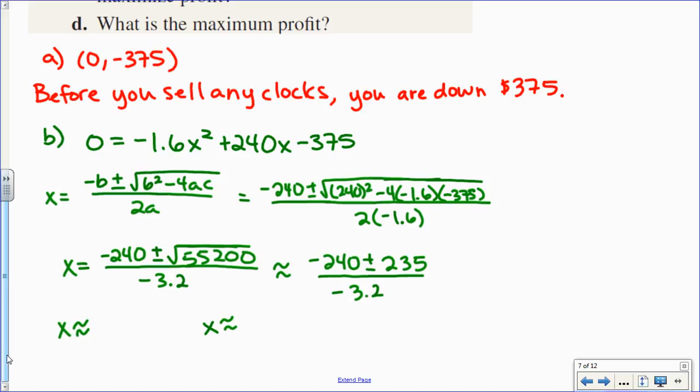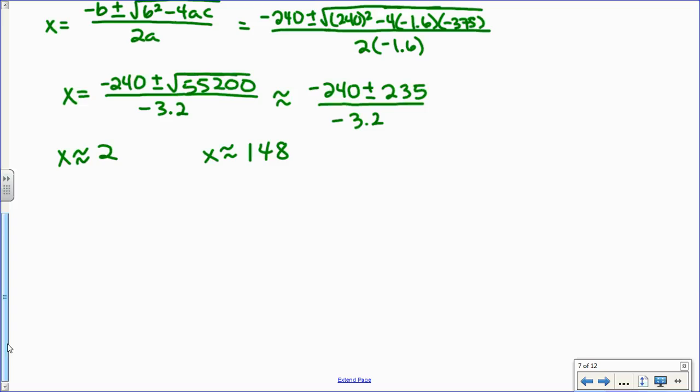Okay, so when you do this, do negative 240 plus 235 and hit enter and then divide, or you have to put it in parentheses, but you have to add or subtract on the top before you can divide. Round to the nearest whole number. So what did you get for the first one when you added? 2? Okay. And then the second one, 148. Is it 148? Okay. So my two x-intercepts are approximately (2, 0) and (148, 0).